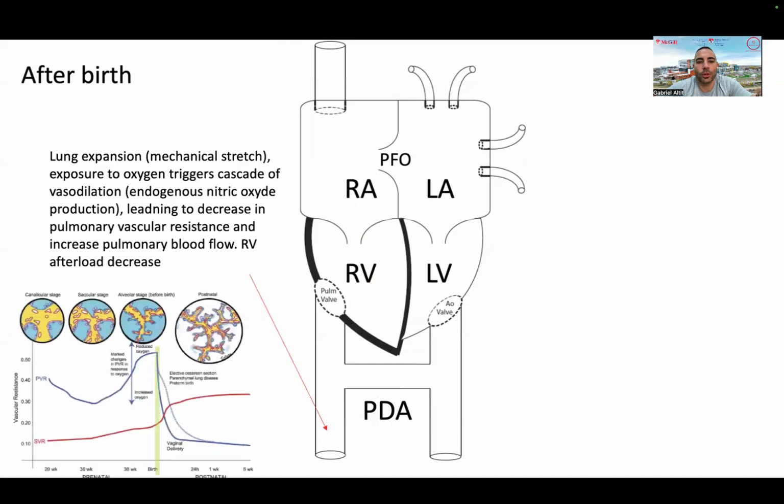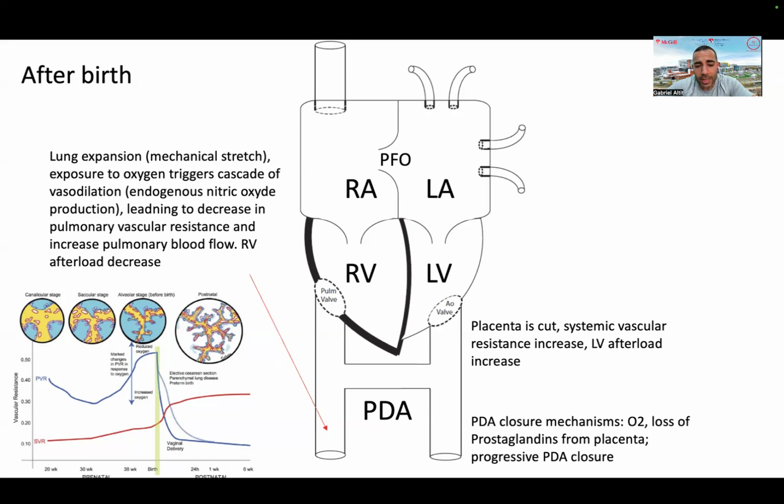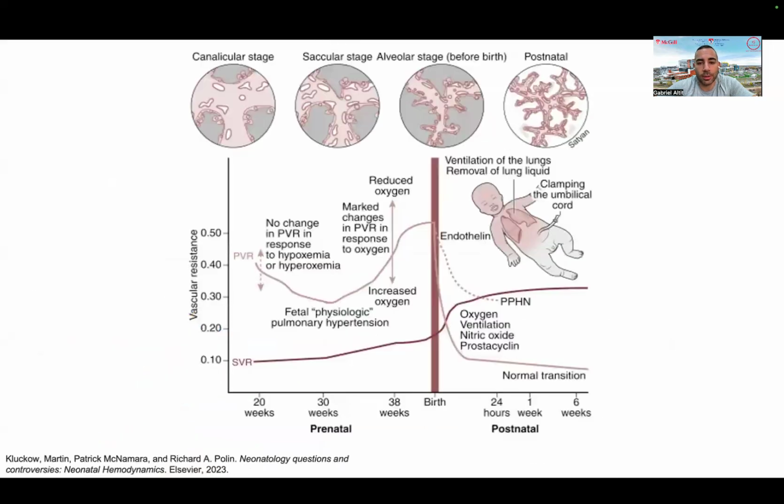First of all, after birth, we know that there's a critical period of transition where there's lung expansion with mechanical stretch, exposure to oxygen, as well as production of some endogenous substances that will lead to a drop in the pulmonary vascular resistance. We know also that the systemic vascular resistance will increase due to the disconnection of the placenta. And eventually, many of these infants should get closure of the ductus arteriosus, although some of these mechanisms, as we know, might be disturbed in the context of prematurity.